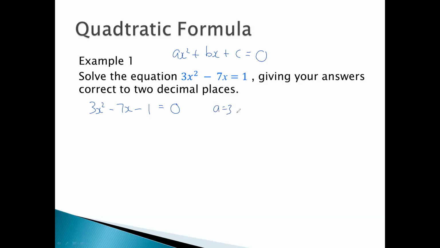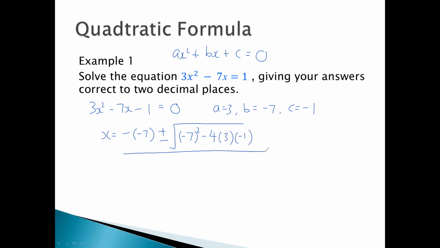a equals 3, b equals minus 7, c equals negative 1. So how do I present my working? x equals, now you know the formula, negative b, so minus negative 7, plus minus square root b squared, now be careful, b squared is this, minus 4ac, over 2a. A typical mistake for b squared is students write this.